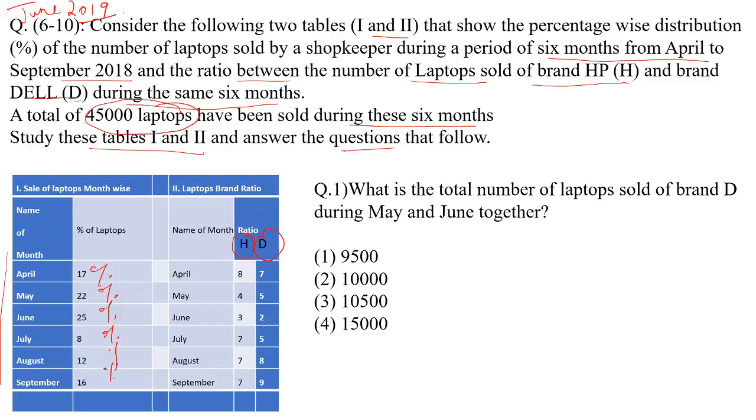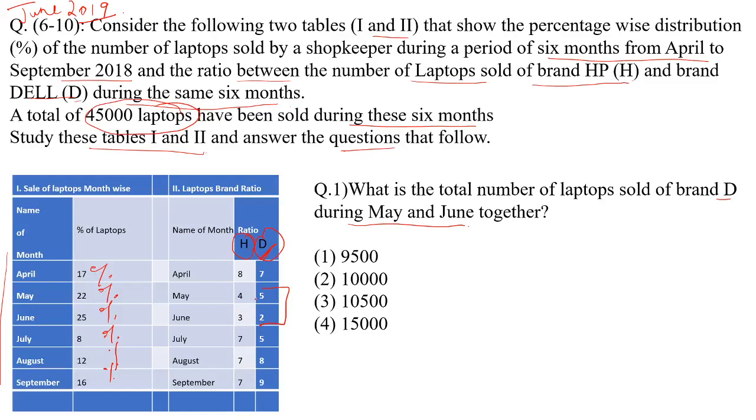So the ratios are given. So here the question is, what is the total number of laptops sold of brand D during May and June? So it's asking about brand D, and for both of these months. Sometimes the big mistake students make is they directly add 22 plus 25% and say that is 47%, since the ratios are given. Okay, that's a big mistake.